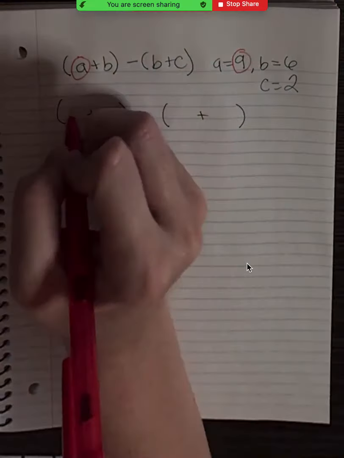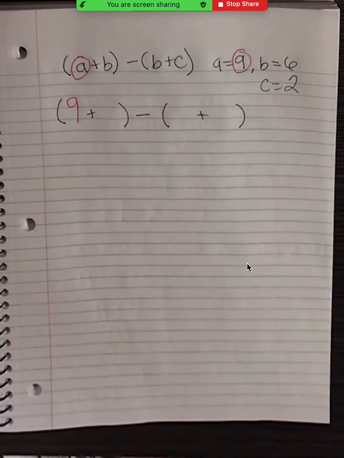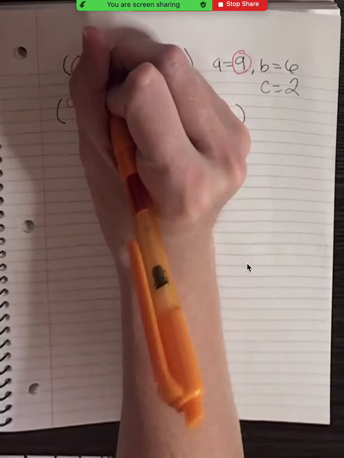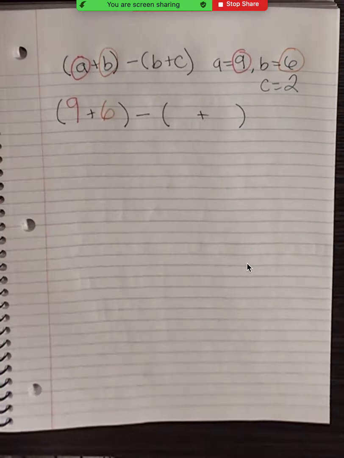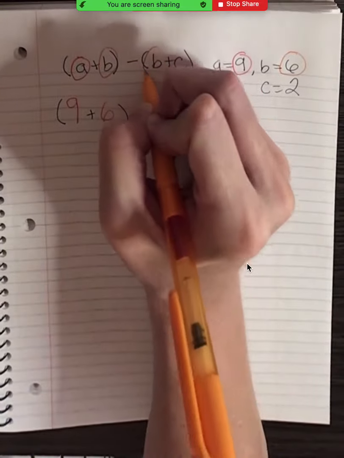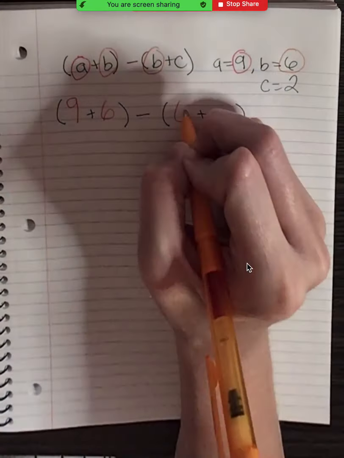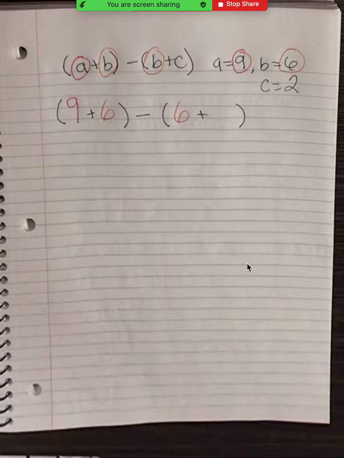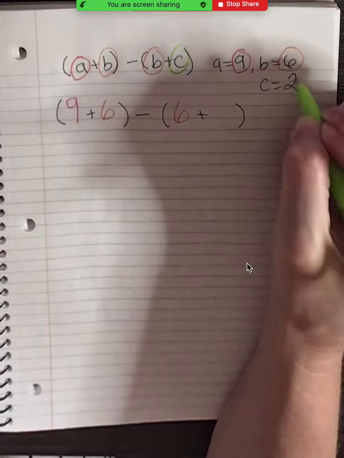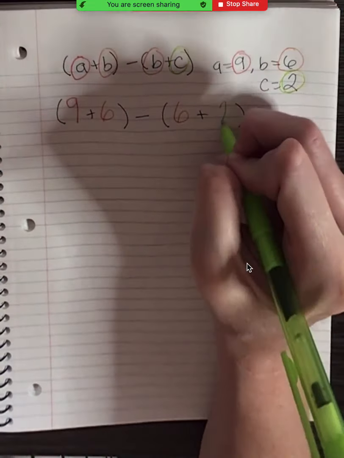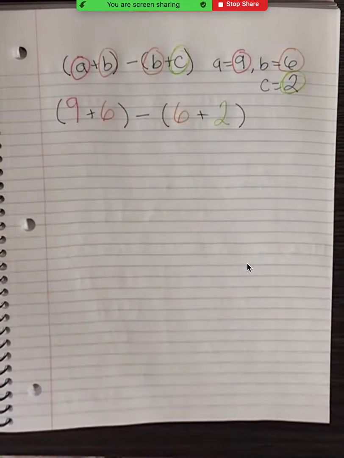So I'm going to do 9 in place for a. Then I have a b, but b is 6, so 9 plus 6. And then I keep going and I see another b, so I'm going to put in another 6. And then I have a c right here, but c is 2. So I'm going to put in a 2 for c. So I end up with 9 plus 6 in parentheses, minus, in parentheses, 6 plus 2.